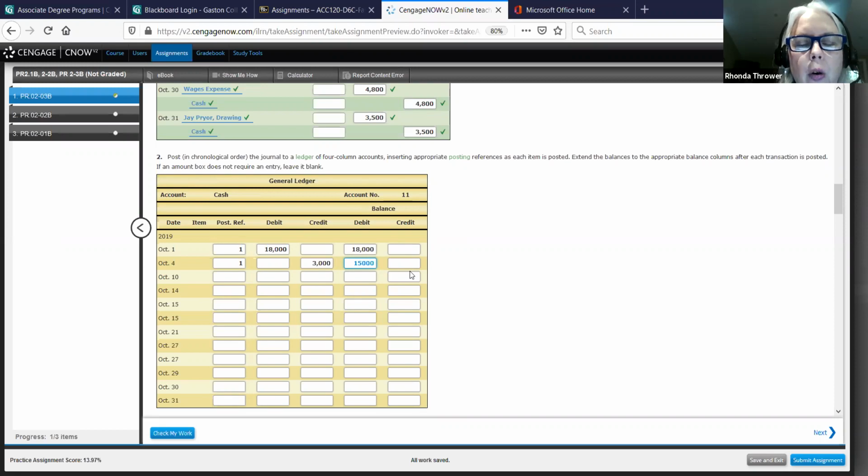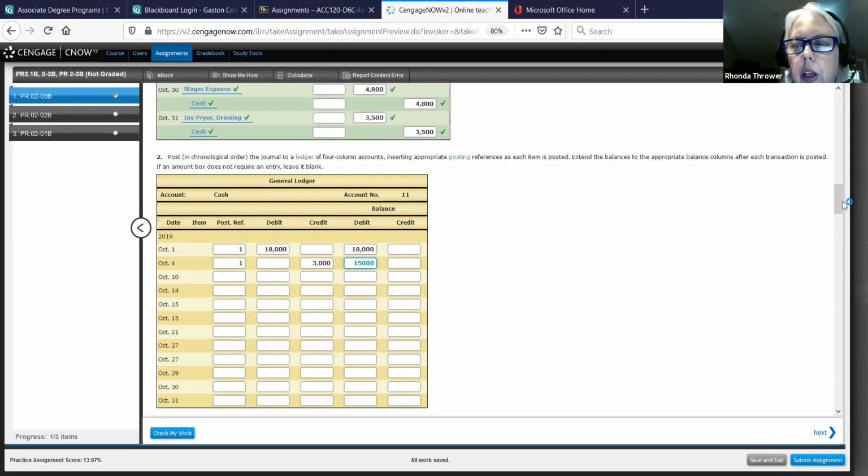If you ever have a credit balance in your cash account, you've overdrawn your cash account. And so you know that something's wrong. You better go put some more money in, or you better check your information. You didn't write it down right. So 18,000 was a plus because cash is debited, cash increases on the debit side. When we decrease the cash on the credit side, it makes the cash go down. So the new balance at October 4th in the cash account is $15,000.